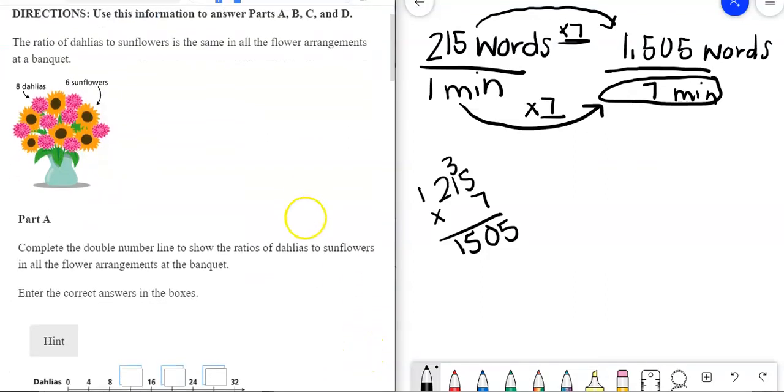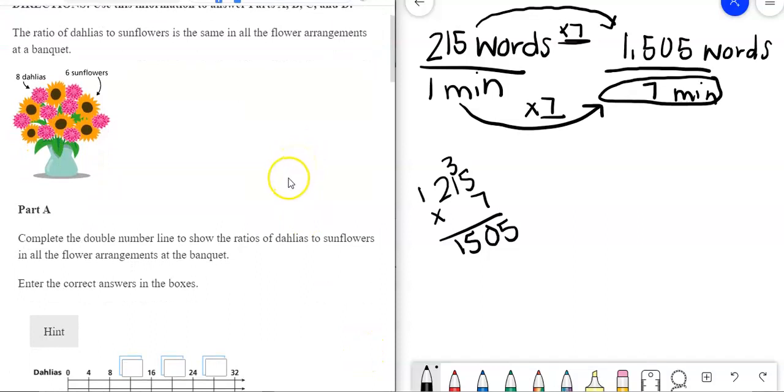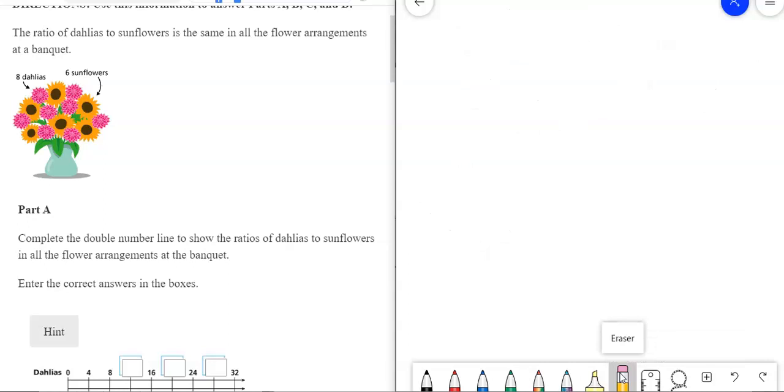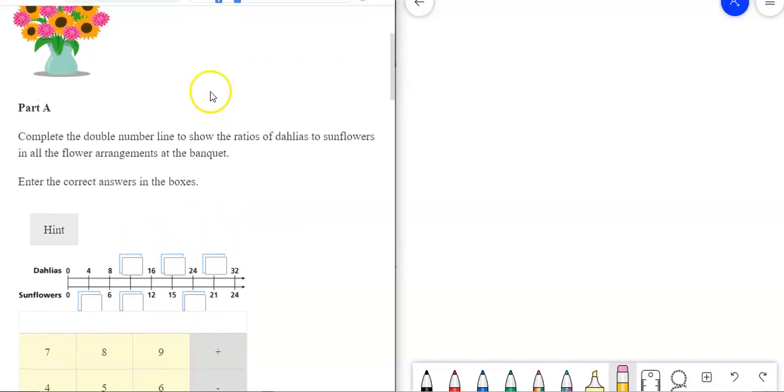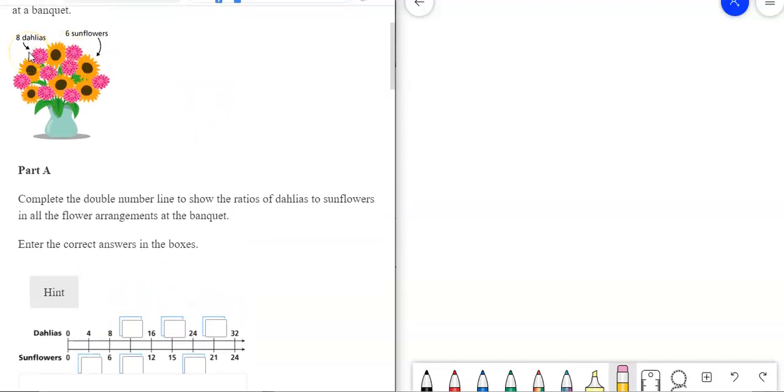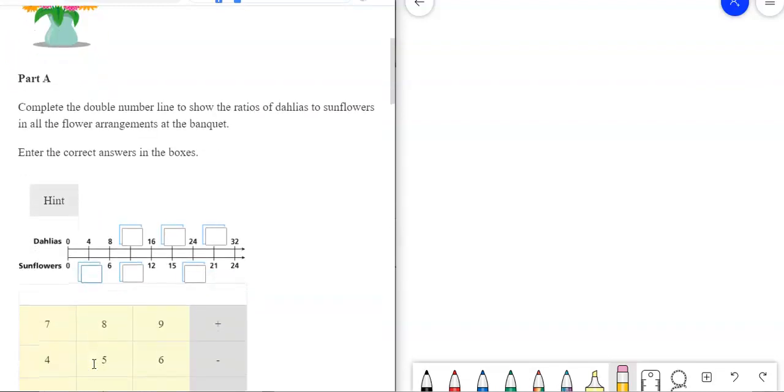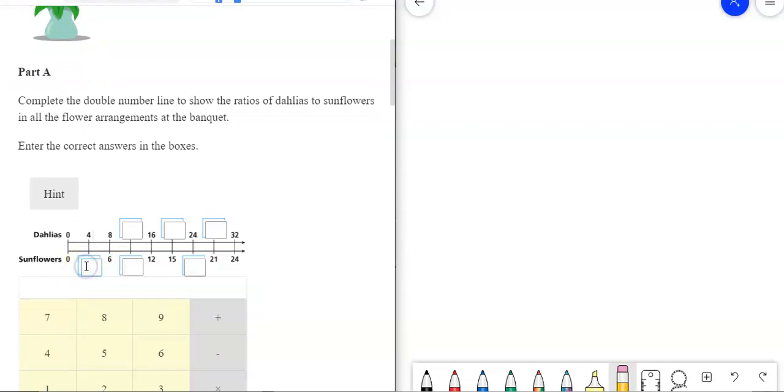Next. Okay, we got some flowers here. The ratio of Delilah's to sunflowers is the same in all the flower arrangements at a banquet. So there's 8 of these, 6 of these. They're doing a double number line this time instead of proportions like we've been doing. So if we have 4 of these, we're going to have 3, because that is half that many.